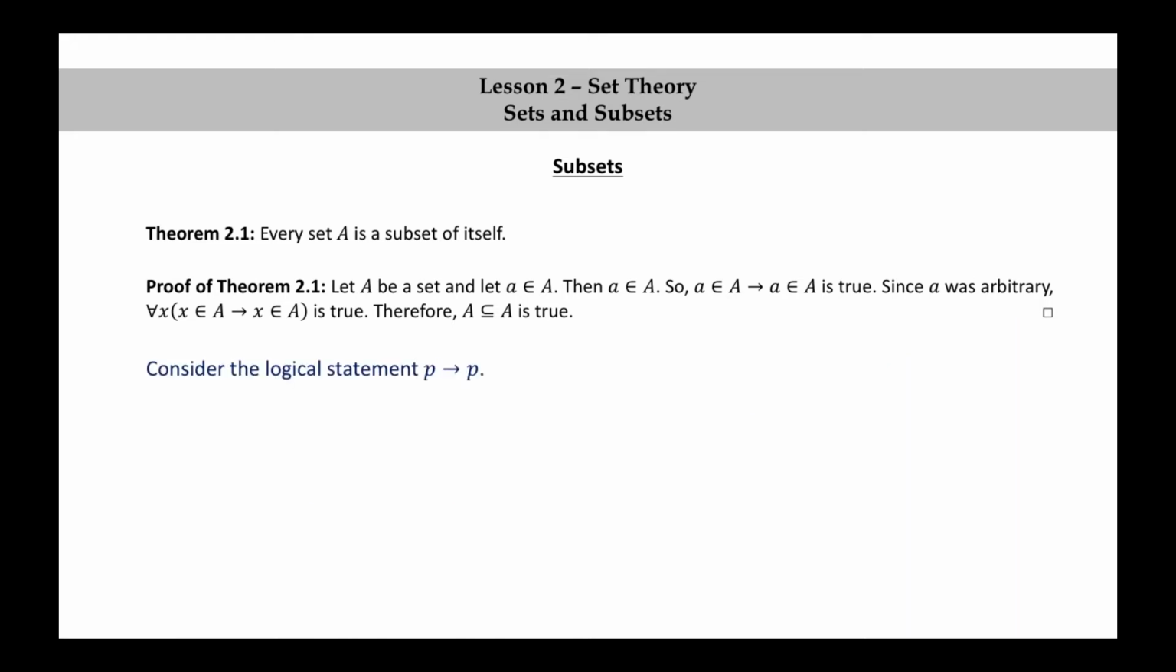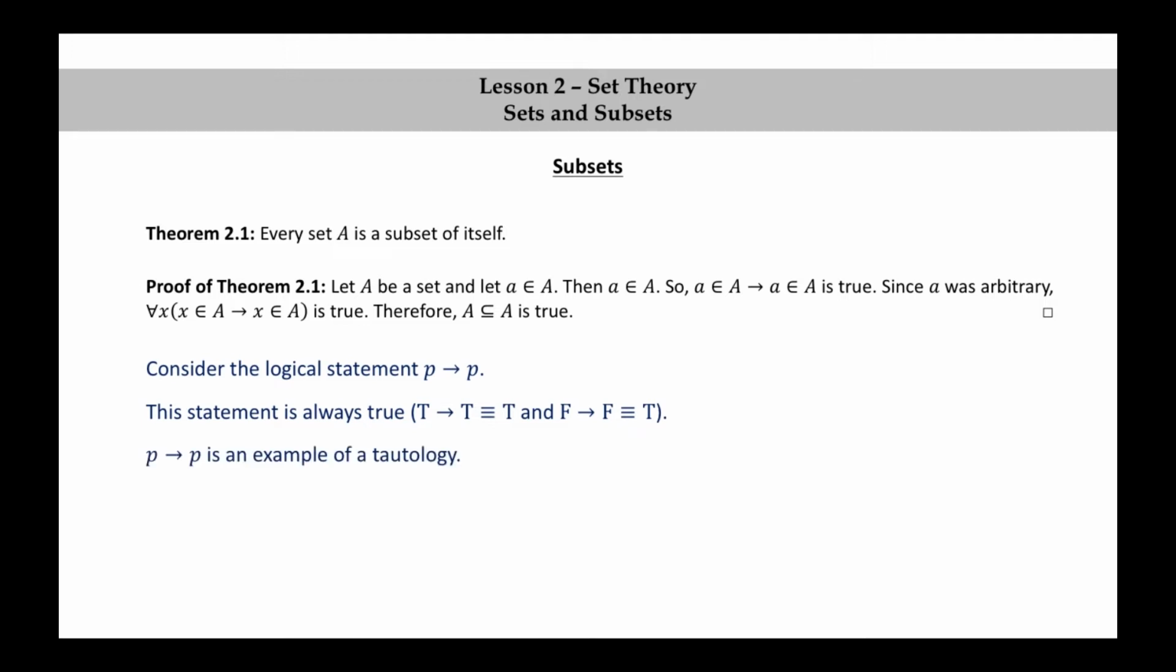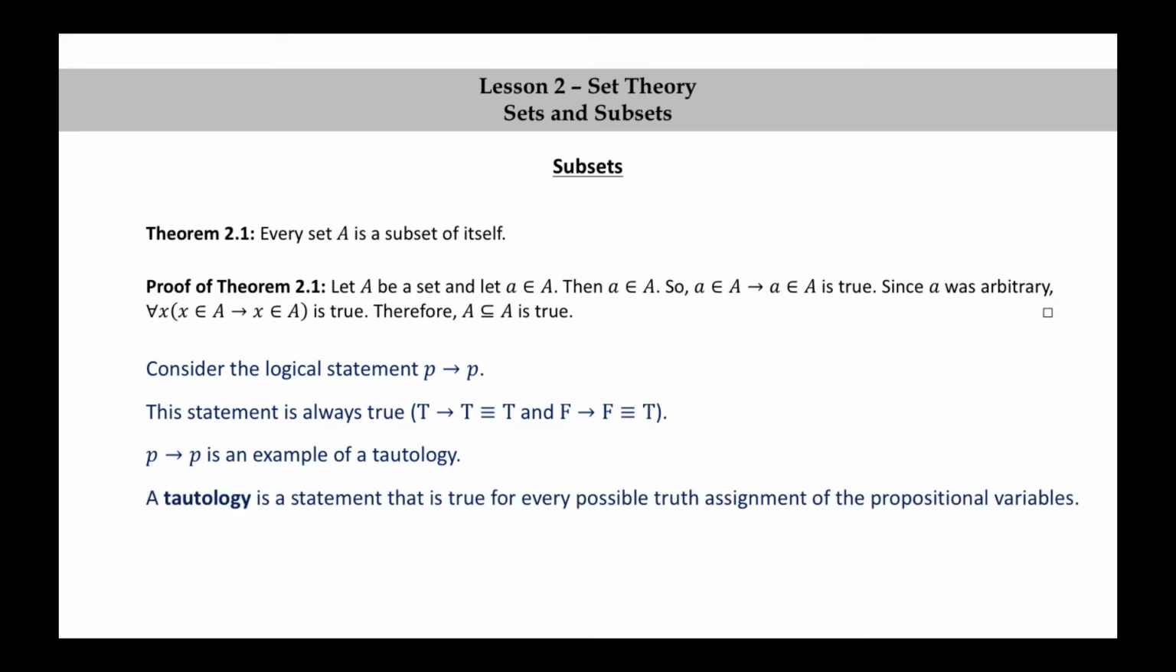Some notes here. Consider the logical statement P implies P. This statement is always true, right? Because true implies true is equivalent to true, and false implies false is equivalent to true. P implies P is an example of a tautology. A tautology is a statement that is true for every possible truth assignment of the propositional variables. If we let P represent the sentence a in A, we see that a in A implies a in A is always true. It's a tautology.